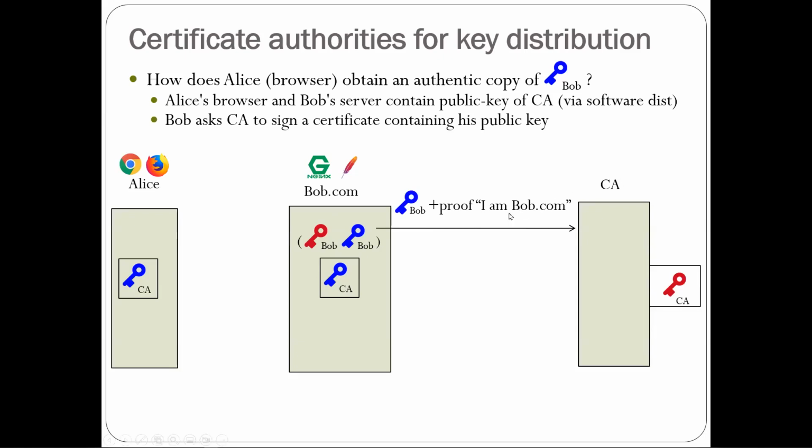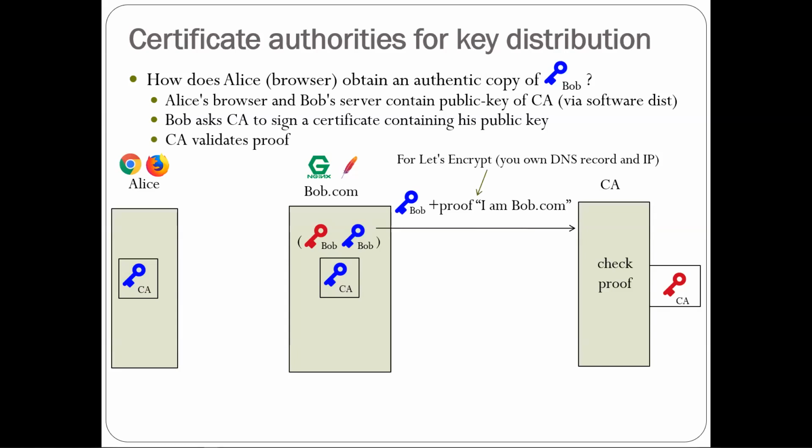And then Bob asks the CA to sign a certificate containing his public key, and he provides to the CA some proof that he is legitimate. He is Bob.com. Now, initially over the internet, you would ask the CA to visit your business, visit your site, and then the CA would say, okay, you have a legitimate purpose. You are who you say you are. You've given me your letterhead. You're definitely Bob. So then I'm going to sign your stuff. So it used to be a brick and mortar operation.